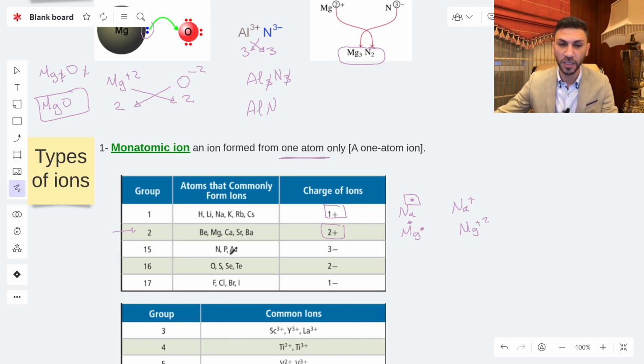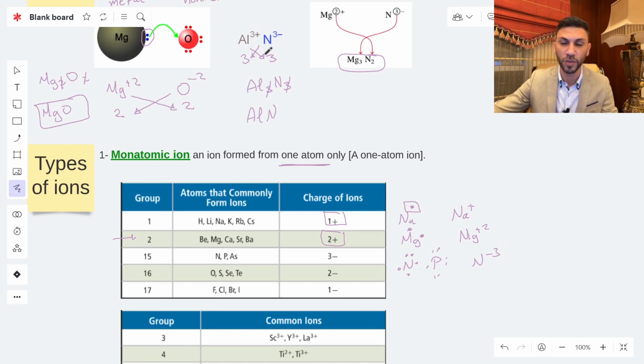Group 15, nitrogen, N, has 5 valence electrons. Just like phosphorus, it also has 5 valence electrons. And we need to gain, for example for the nitrogen, 3 electrons, so it will become N negative 3, just like what we saw here in this example. So the charge of the ion of group 15 is negative 3.